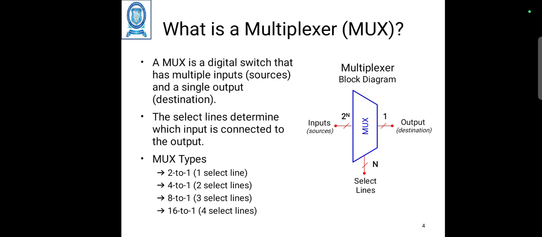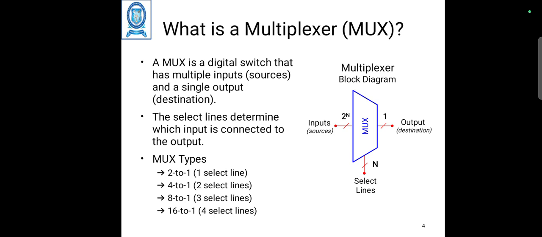In this symbolic representation, it is like a digital switch. It has multiple input sources, and here 2 power n is the number of input sources in a mux, and 1 is the output destination. Mux types are 2 to 1, 4 to 1, 8 to 1 mux, and 16 to 1 mux.